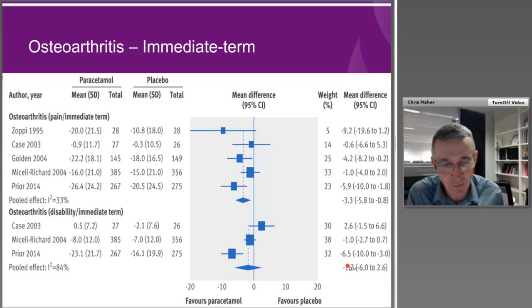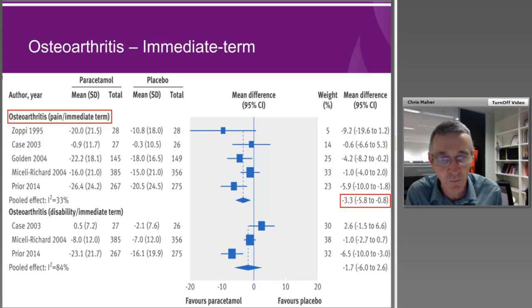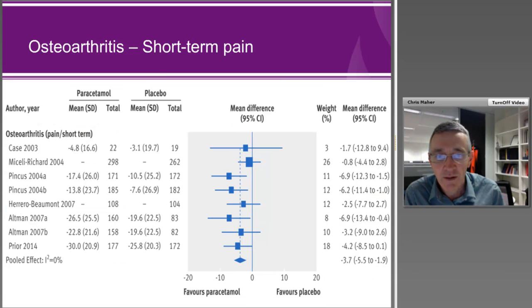In terms of disability, the effect is again very small. In this case, it would be imperceptible. It's also statistically not significant. So this was the really surprising result. When you summarised all the evidence for osteoarthritis, in the immediate term, it seemed like this medicine was not particularly useful. And in the short term, we got much the same result as well.